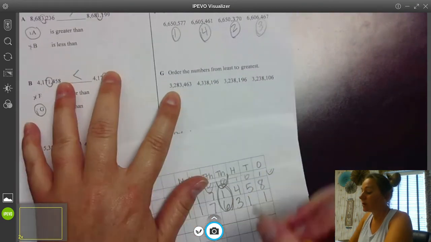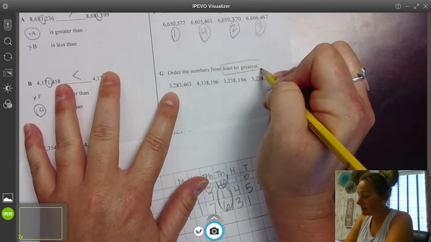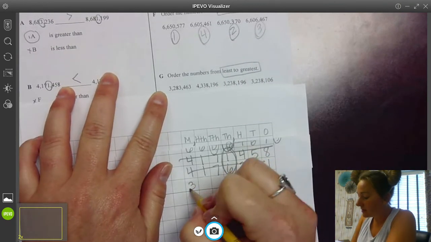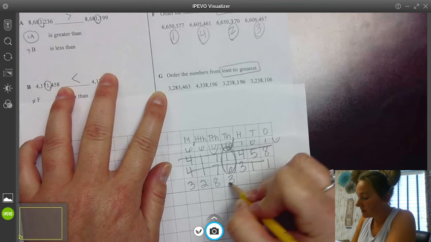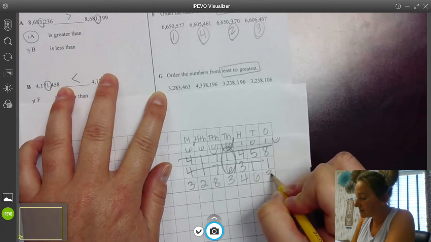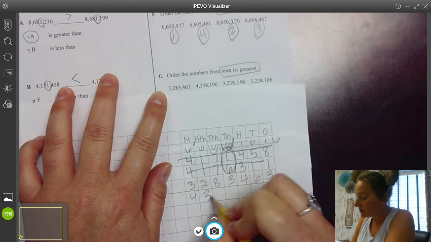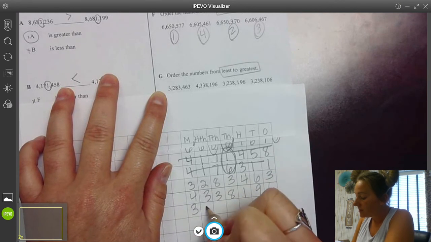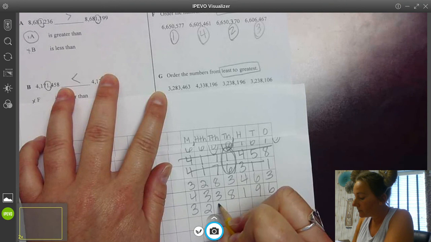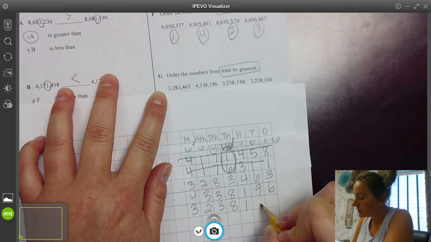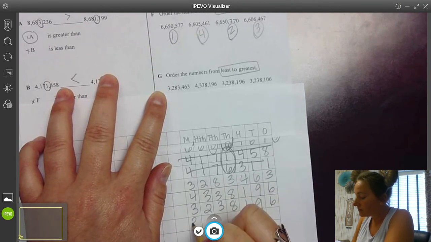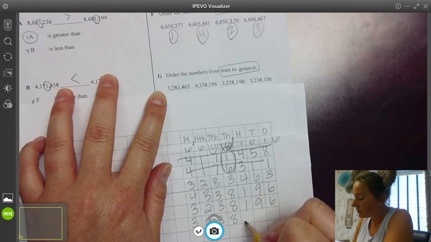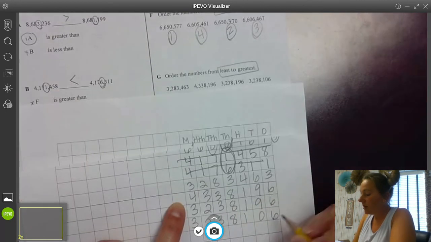Now this one, you're ordering numbers from least to greatest. So I have 3,283,463. I have 4,338,196. 3,238,196. 3,238,106. Well, we're doing least to greatest.